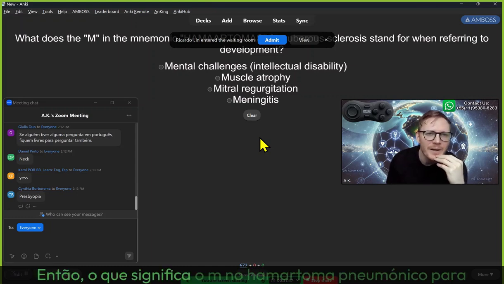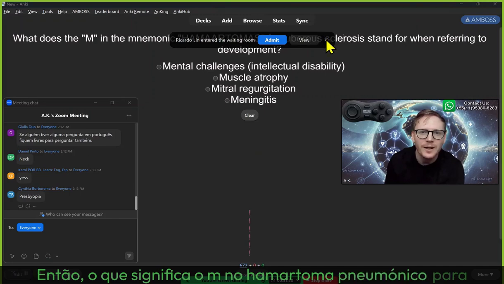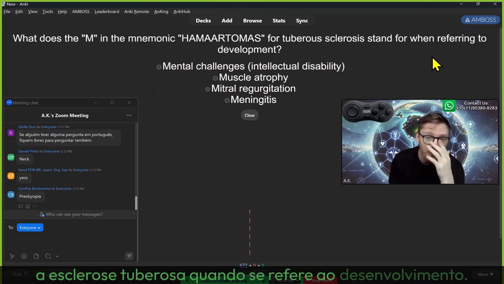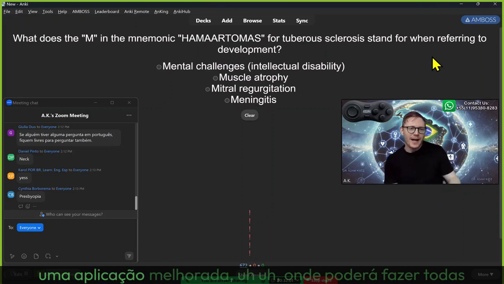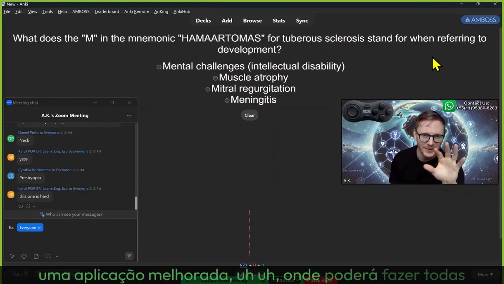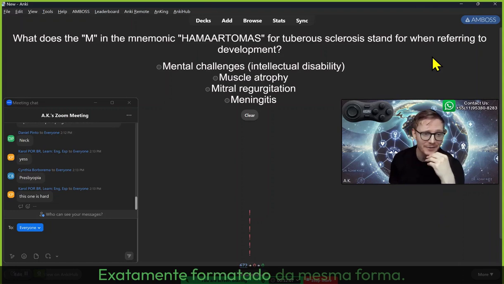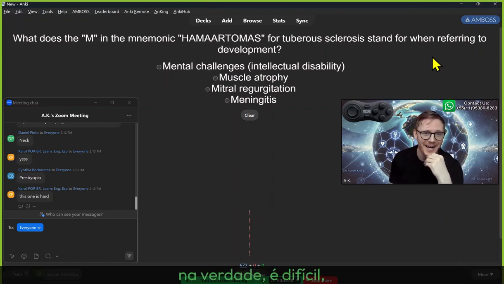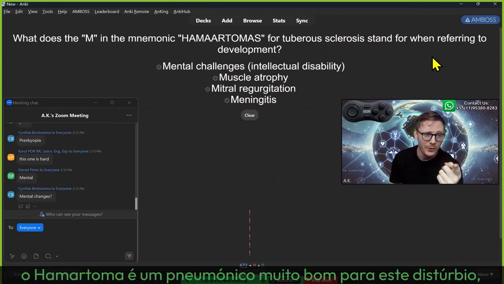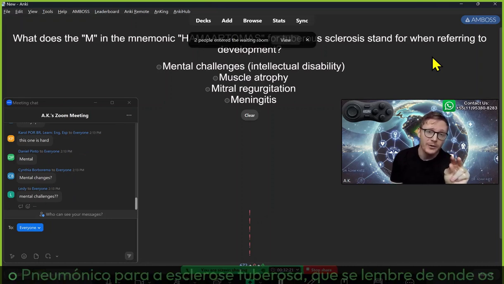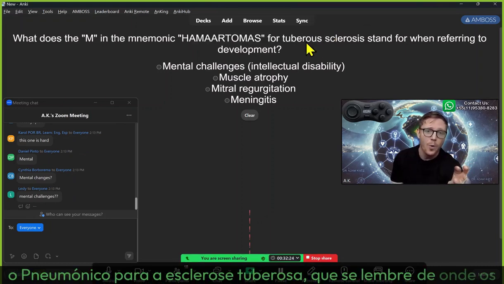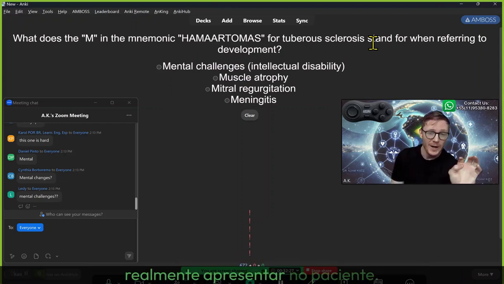Okay. So what does the M in the mnemonic hamartoma for tuberous sclerosis stand for when referring to development? So it kind of gives it away. We're going to have an enhancement app where you can make all of the answer choices exactly formatted the same way. So it is hard, actually. Hamartoma is a really good mnemonic for this disorder, though, because this disorder comes up quite a bit. And once you know hamartomas, I would really emphasize that you remember where the angiomyolipomas are going to actually present in the patient.